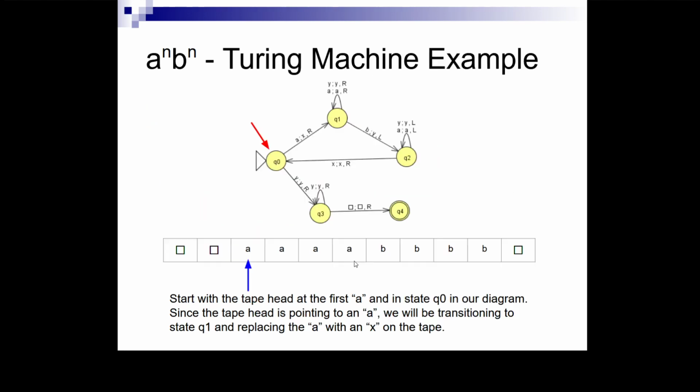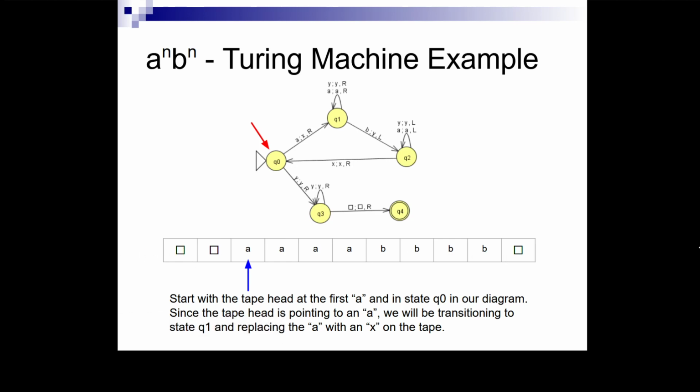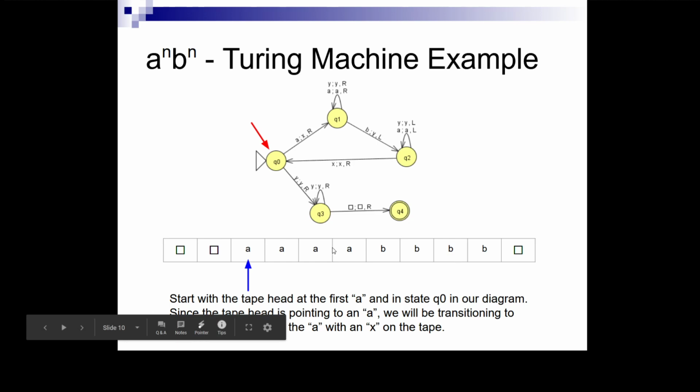So let's dive in. Let's do an actual example here. This is what things might look like. We have this tape. It's infinite. It has squares that go off infinitely in either direction. But we are pointing to an A at the start of the tape. And in this example, we have 4 A's and 4 B's.